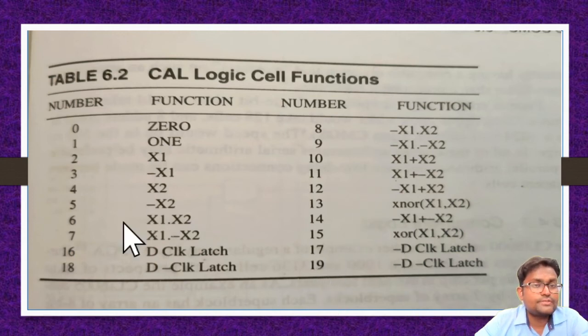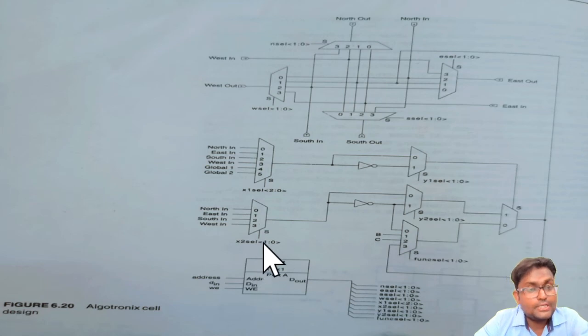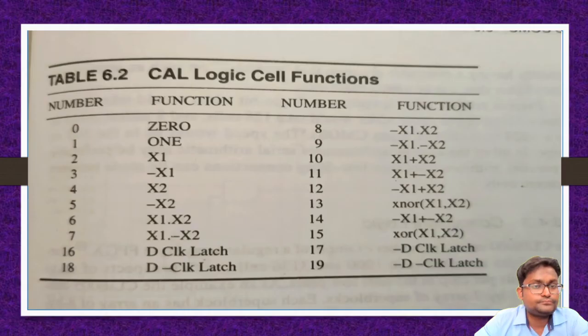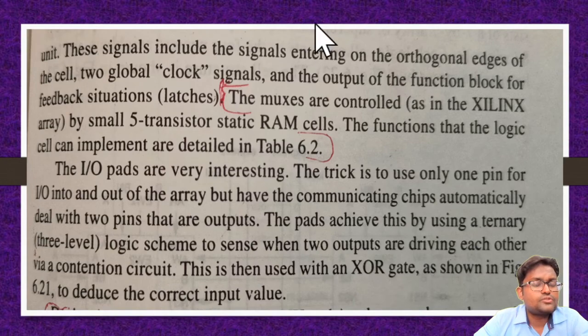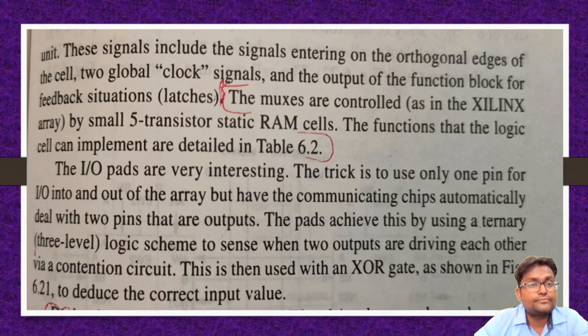There are 20 different logic functions. That means we can multiply, or we can perform an AND operation with a negative x1 x2. We can use it as an OR gate, as a NOR gate, or an XNOR gate, or as a D flip flop. All these logic functions are possible by using a proper selection line in this multiplexer circuit. These are the theory portion related to the internal structure of this logic cell.